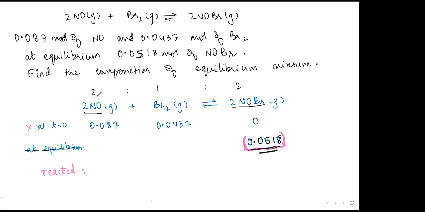For 2 moles, you need 2. If you want 4 moles, you need 4. If you want 5 moles, you need 5 moles here. If you want 0.0518, how much do you need here?